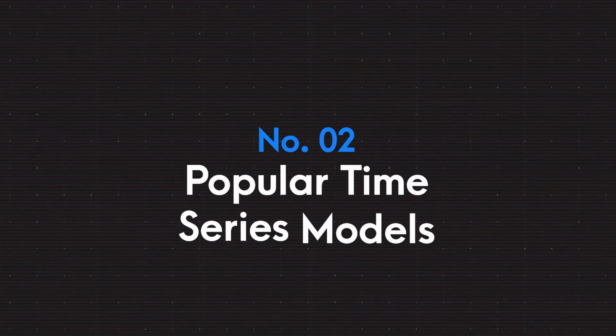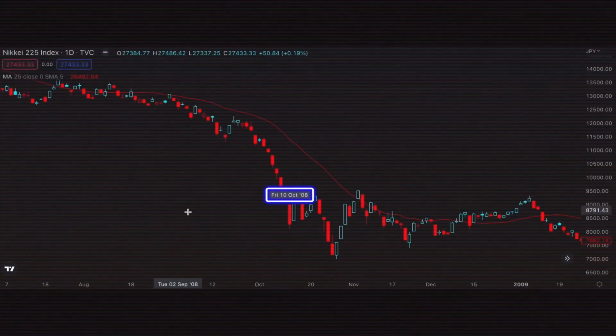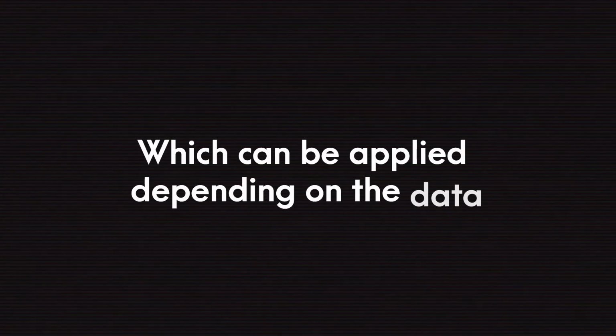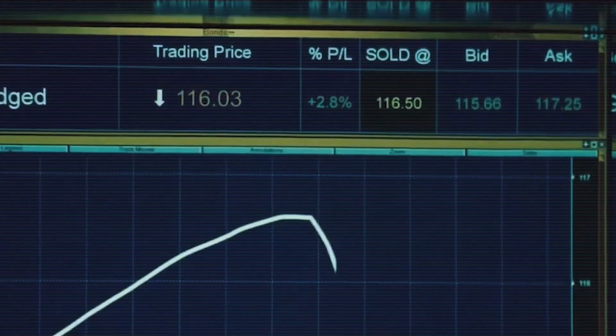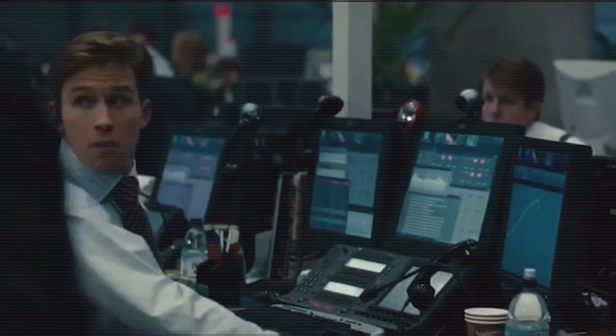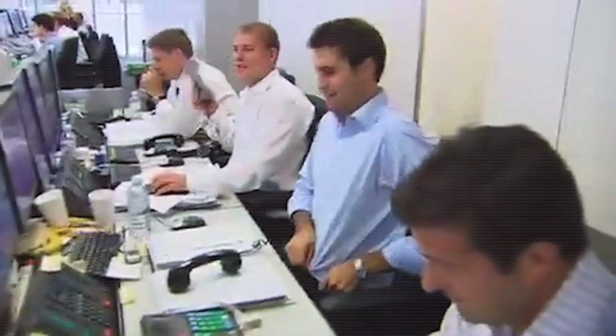Number 2. Popular time series models. Time series analysis involves a number of statistical models, which can be applied depending on the data. Some of the most commonly used are autoregressive, AR, models. These models predict future values based on past observations. The idea is that past behavior can give us clues about the future. Moving average, MA models. These models smooth out the short-term fluctuations in the data to better see the longer-term trends.